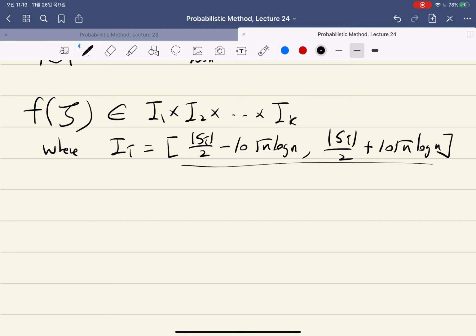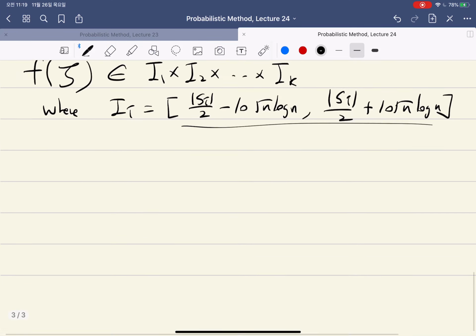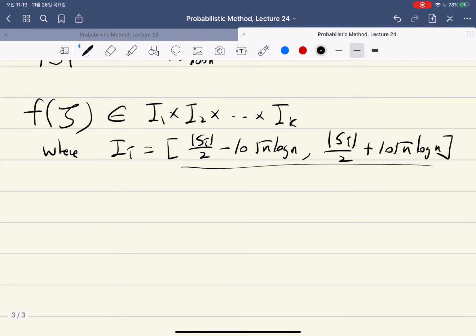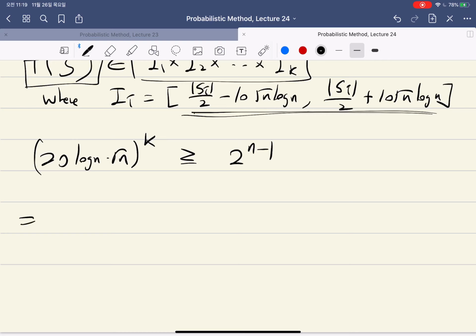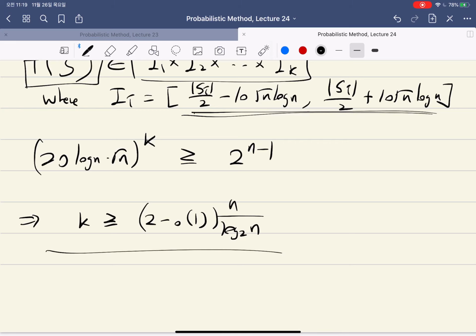Then what do we get? Again, by the same reasoning, the length of this is 20 log n times square root of n, and this is the size of this. This has to be at least the size of S, 2 to the n minus 1. If you prove it, with some computation, you can show this. This is what we want.